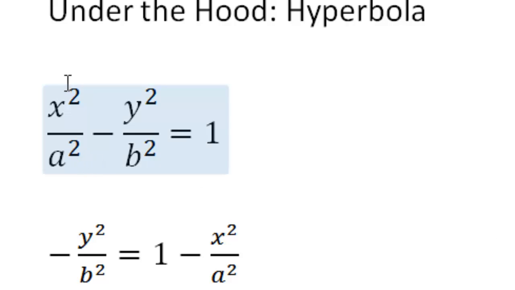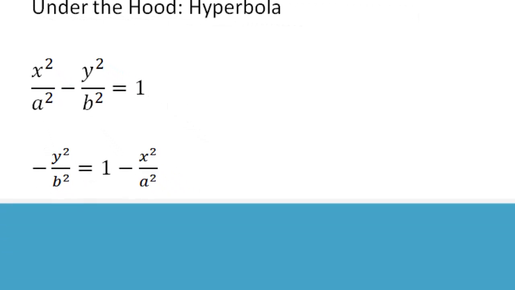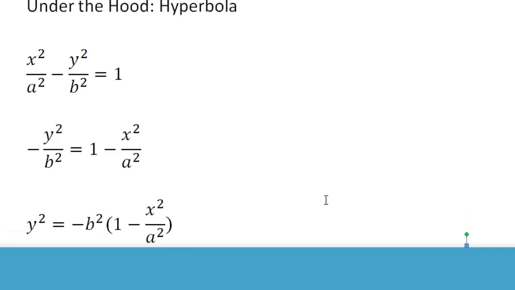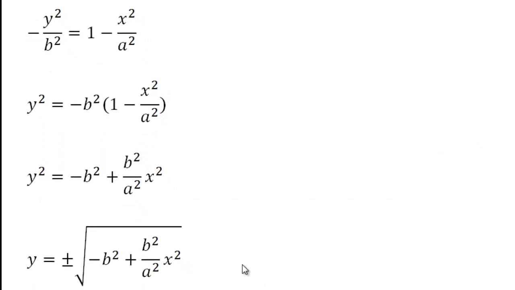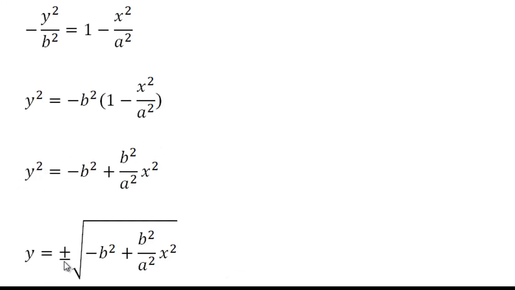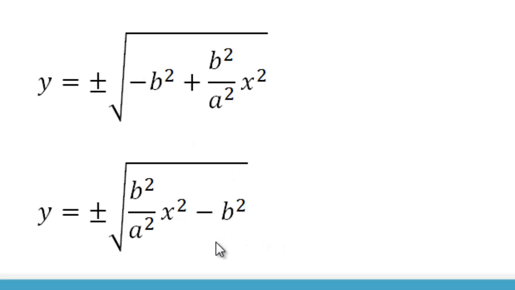What we're going to do first is move this x squared over a squared term to the right-hand side, and we get negative y squared over b squared equals 1 minus x squared over a squared. Well, again, to get y by itself, we're going to multiply both sides by negative b squared, and this is what we get. y squared equals negative b squared times the quantity 1 minus x squared over a squared. We've distributed negative b squared. So then y is going to be equal, if we take the square root of both sides, plus or minus the square root of negative b squared plus b squared over a squared times x squared. Or, just moving the negative part to the back, plus or minus the square root of b squared over a squared times x squared minus b squared.